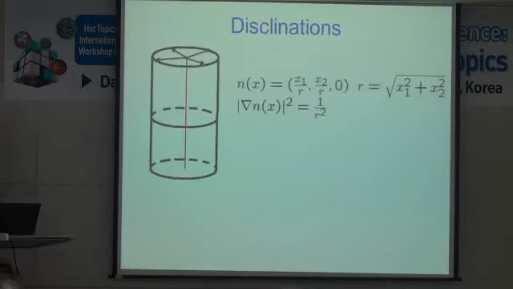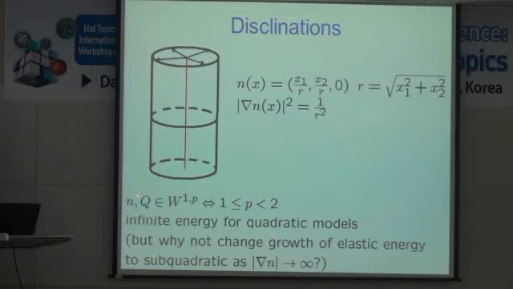On the other hand, as has already been observed, for line defects the situation is different. If you have a line defect, in this case a cylinder with an axis, and n points radially outwards perpendicular to the axis, in the x1, x2 plane as shown, and here little r is the two-dimensional radius, then the gradient of n is of the order 1 over the two-dimensional radius, and n and q belong to W^{1,p} if and only if 1 is less than or equal to p, strictly less than 2. So, since we have a quadratic model, here's a line defect which has infinite energy, which is not a good thing.